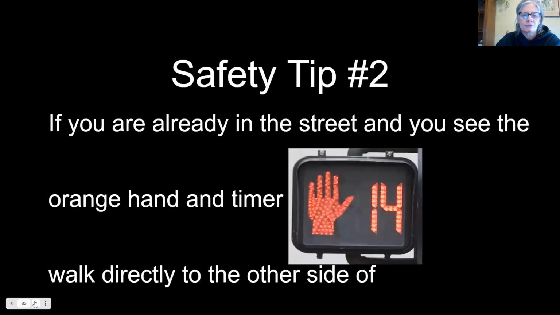Safety tip number 2. If you are already in the street and you see the orange hand in 14 seconds, walk directly to the other side of the street. Don't go backwards, keep going.